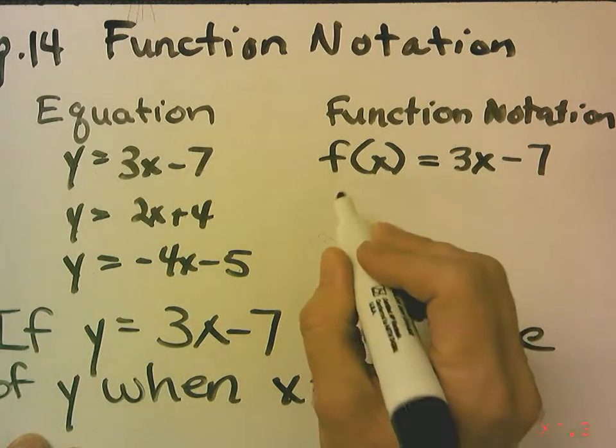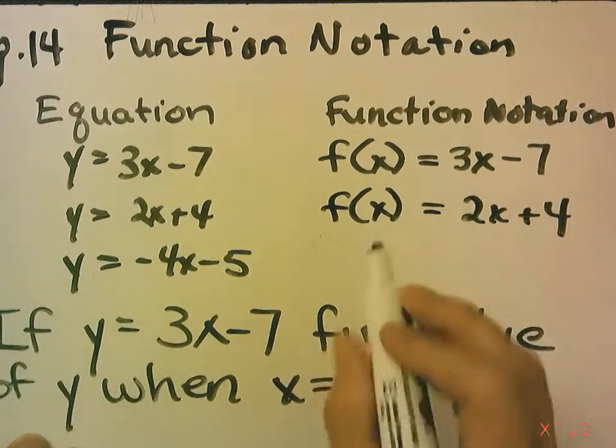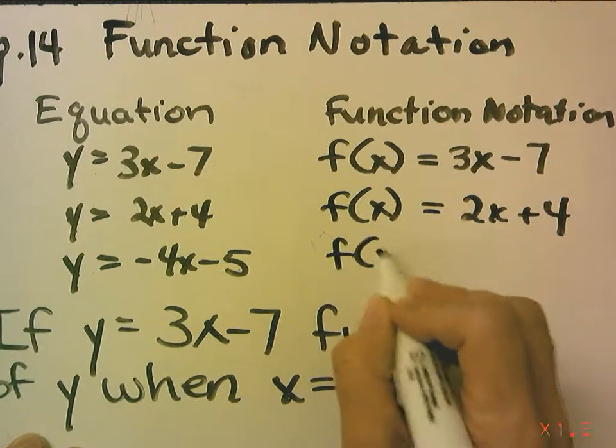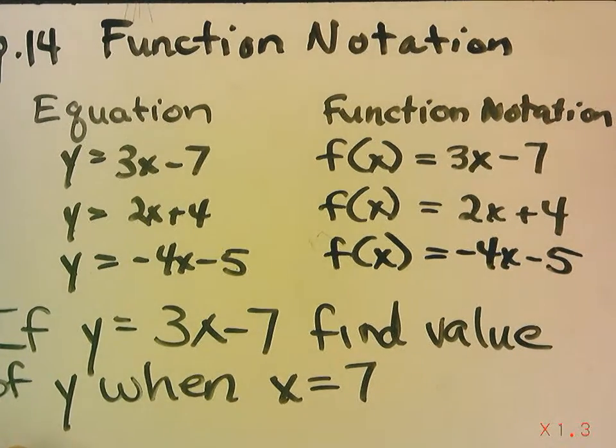So y equals 2x plus 4 can be written as f of x equals 2x plus 4. Y equals negative 4x minus 5 can be written as f of x equals negative 4x minus 5. The only difference is that instead of using a y, we use f of x. Now why do we do this? If you remember from way back starting in chapter 1, we would say that y is a function of x. The value of y depends upon the value of x. Therefore, y is a function of x. So instead of calling y y, let's just call it a function of x.